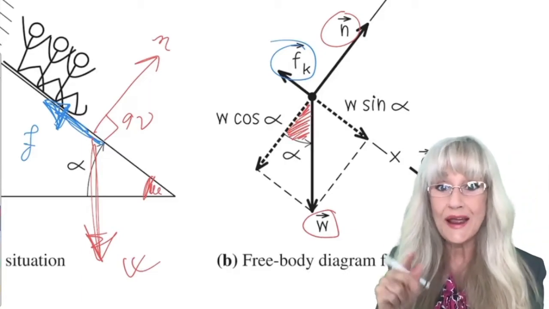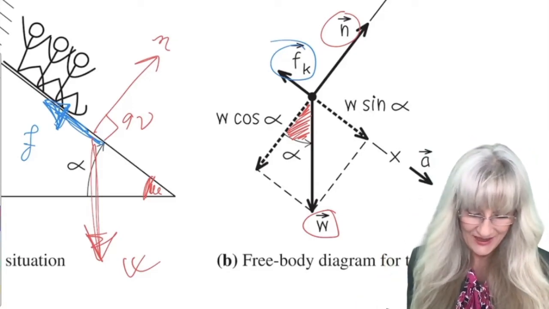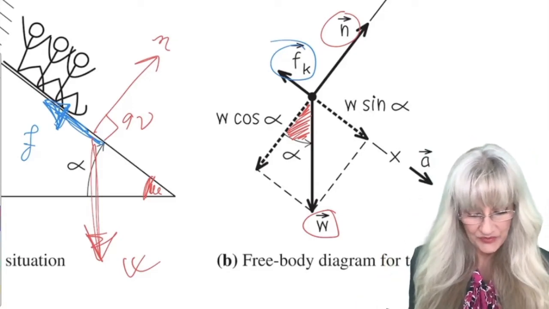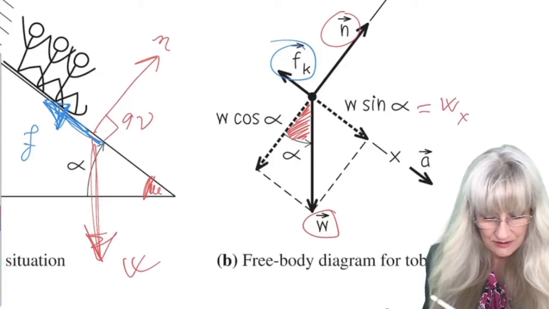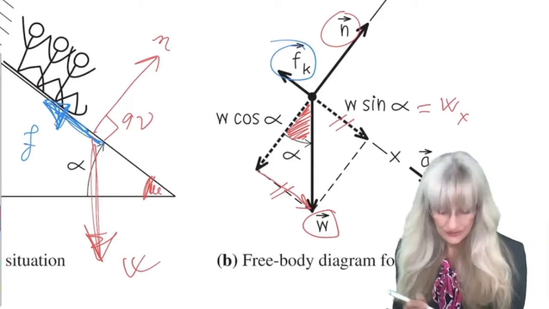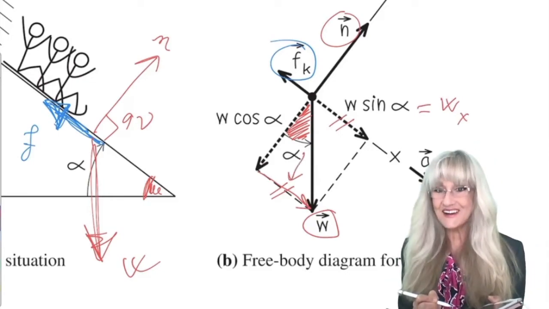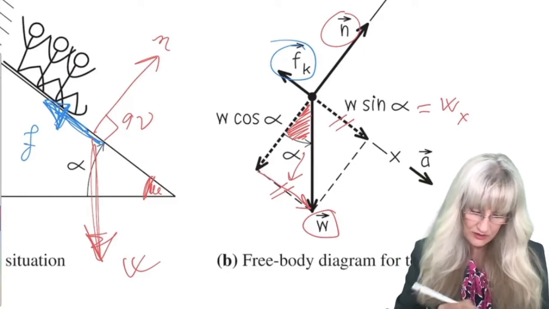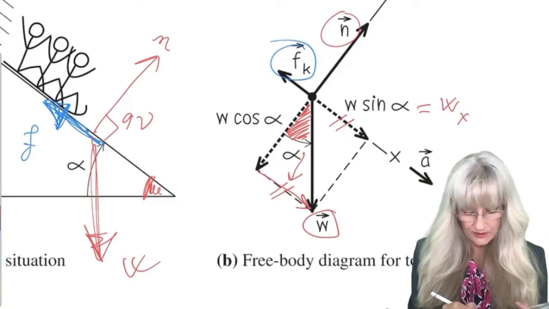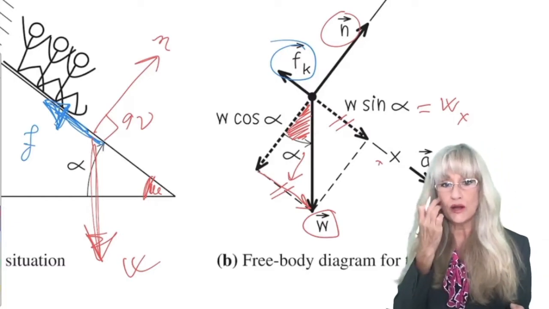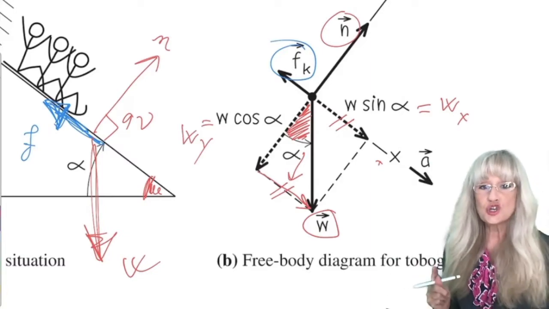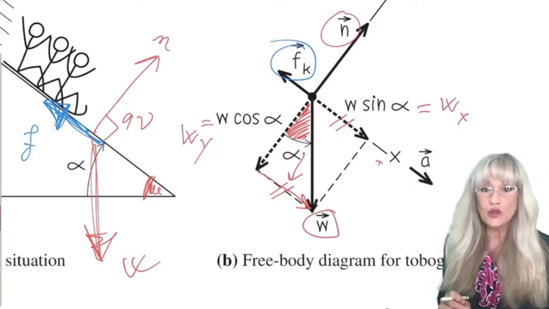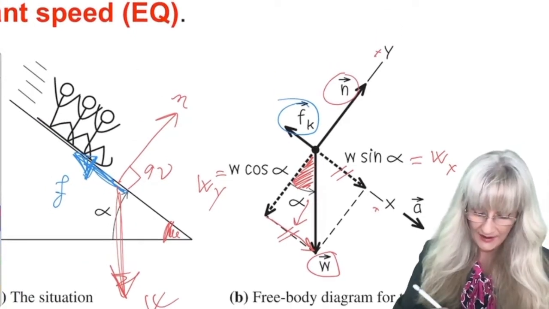Do you see that the weight has two components? Again, this is alpha, the weight component on the x-axis, which is also this one right there. It's opposite, indeed, the sine of alpha. This is a positive x-axis component, and this one will be the component of the weight in y, which is going to be negative because it points in the negative y-axis.